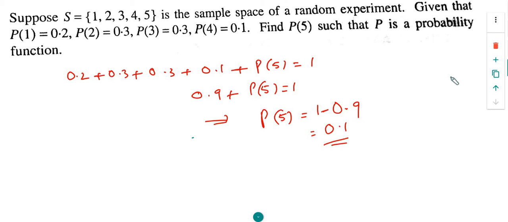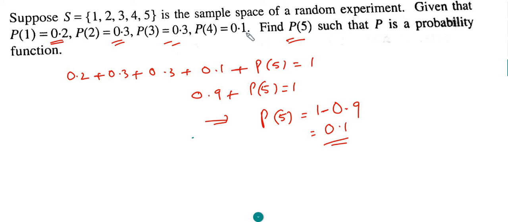Now, again, there is another problem. Suppose S is a sample space of a random experiment. 1, 2, 3, 4, 5 are the events in the total events. Given that the probability of event 1 happening is 0.2, of 2 is 0.3, of 3 is 0.2, and so on. We don't know what type of experiment it is. Getting 1 is event 1, then probability of 1, probability of 2, probability of 3, probability of 4. What is the probability of 5? That is what is asked.